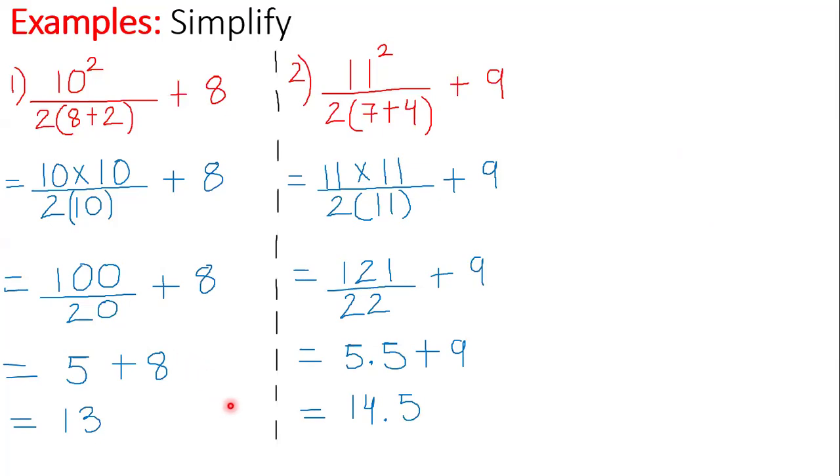Okay, so quick recap. We have 11 squared. 11 squared is 11 times 11, which gives us 121. We have 7 plus 4, which is 11. We always do that first. And then 2 times 11 gives us 22. Then we have 121 divided by 22. When you divide these two, you get 5.5. Then you add 5.5 to 9, and that gives you 14.5.